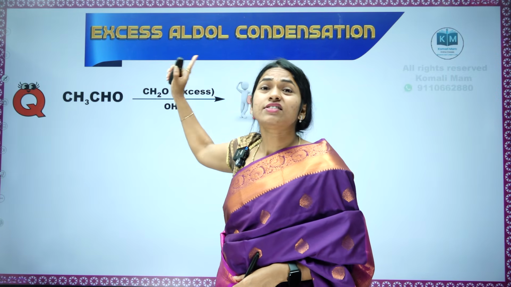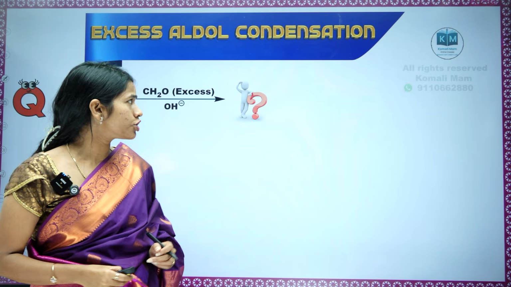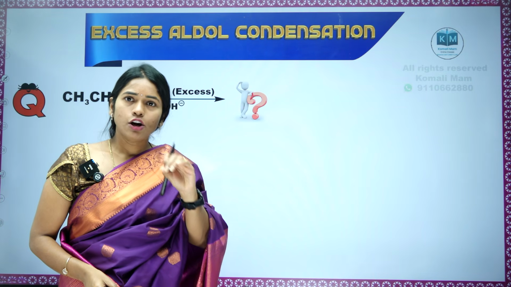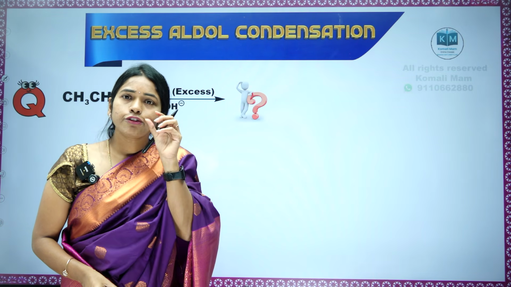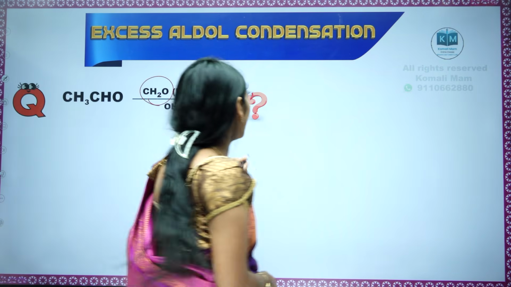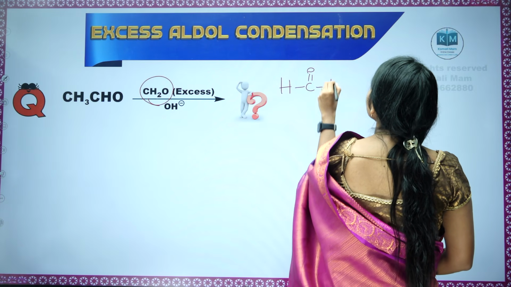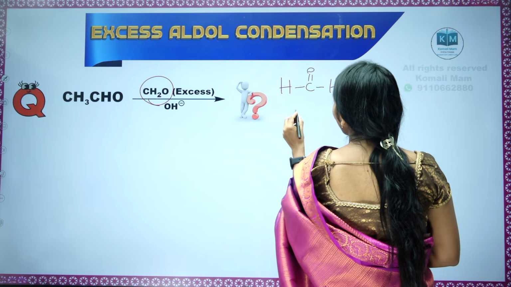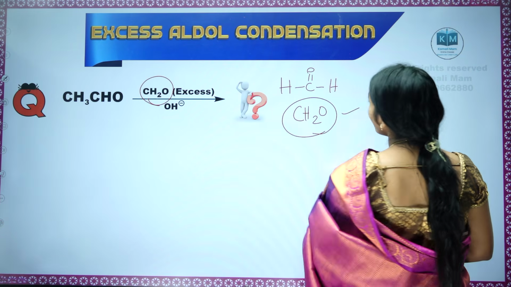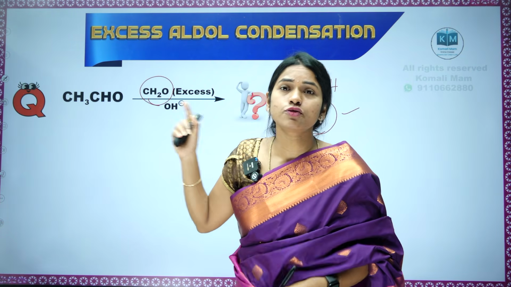Now, excess aldol condensation. Ma'am, what is this excess aldol condensation? You know aldol condensation, if you are taking formaldehyde in excess, CH2O, what is CH2O? See, carbonyl group with two hydrogens around, formaldehyde. Instead of writing like this, I am going to write it as CH2O. This is called formaldehyde. If formaldehyde is in excess, that is called excess formaldehyde.